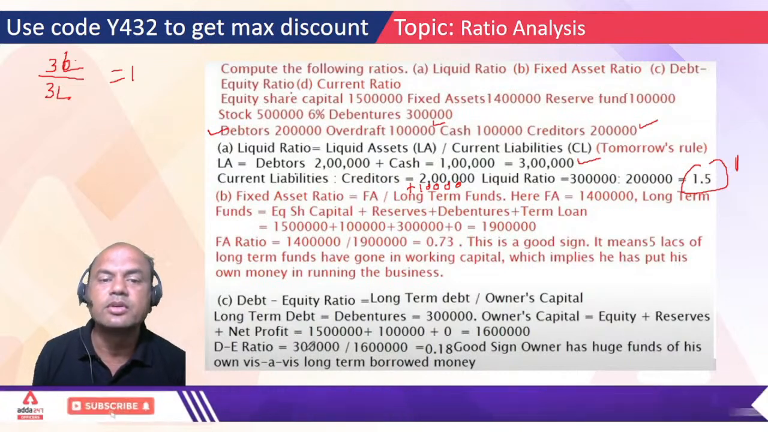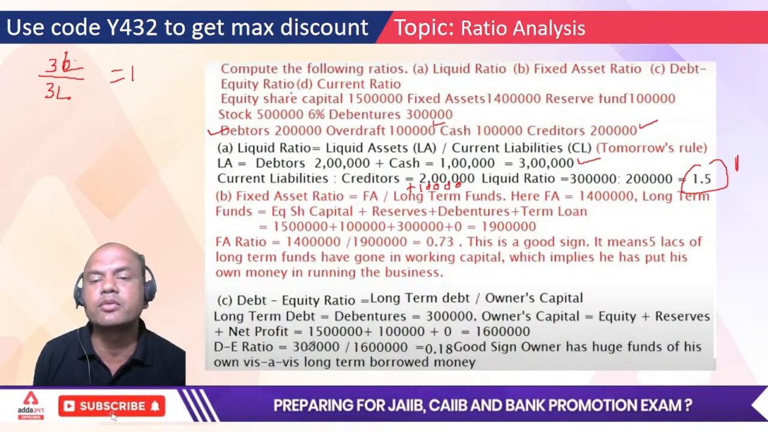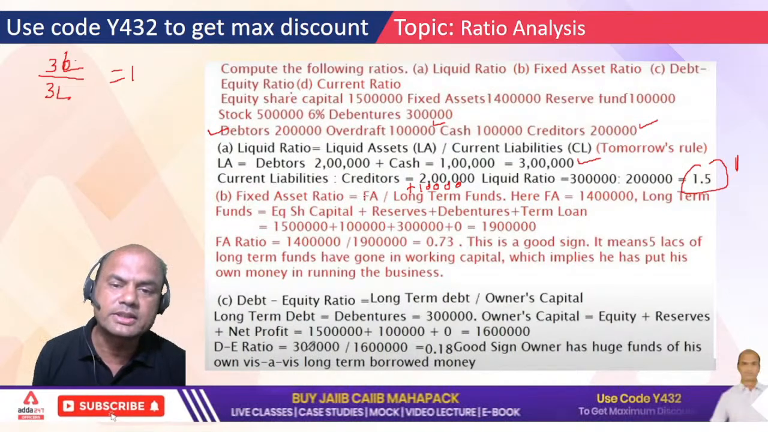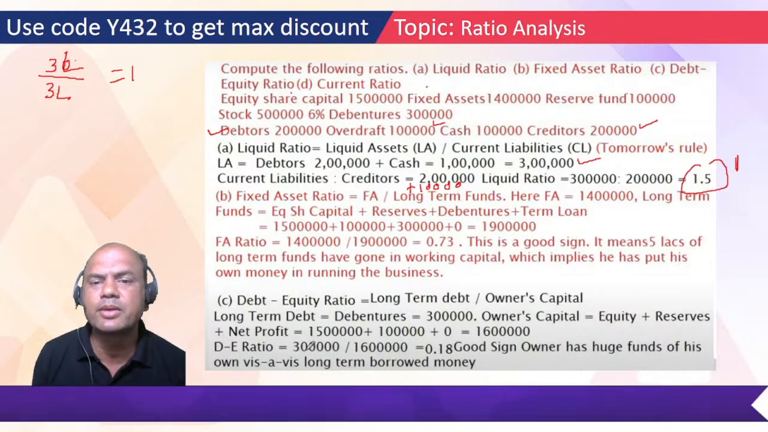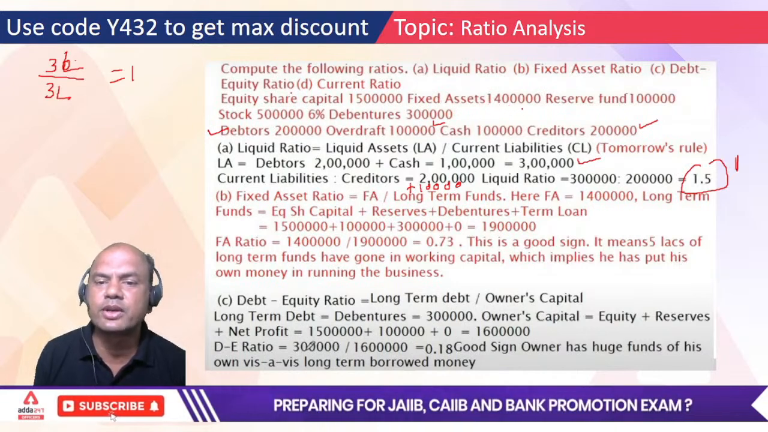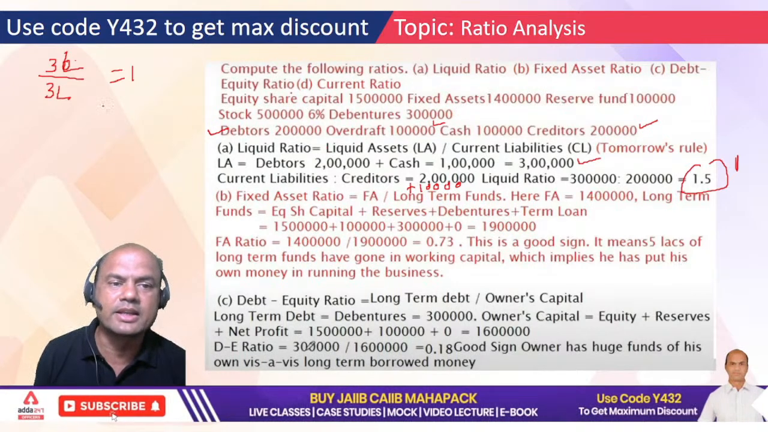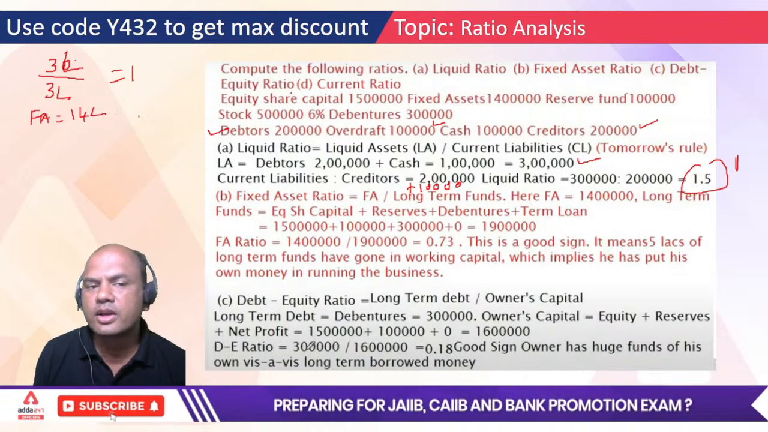Okay. Second is now fixed asset ratio. Fixed asset ratio means what? Fixed asset upon long term funds. What are the fixed assets? Let's see what is given. It might be given over here. See this, 14 lakhs directly given. So FA is 14 lakhs. So easy. I'll write this, FA equals 14 lakhs.